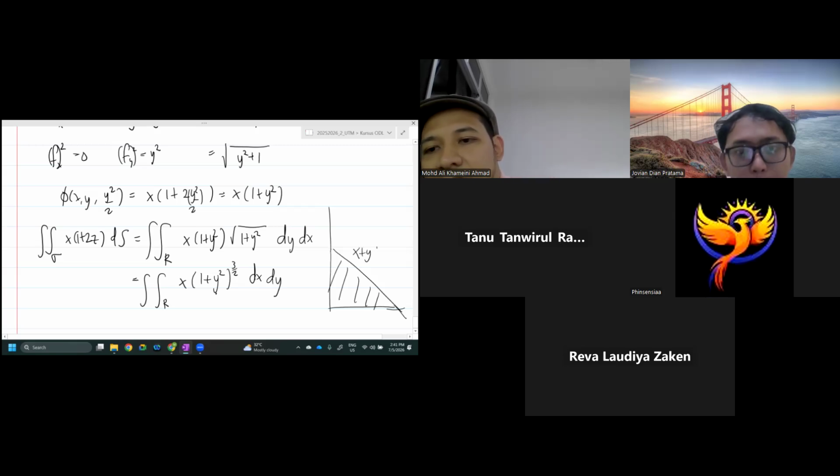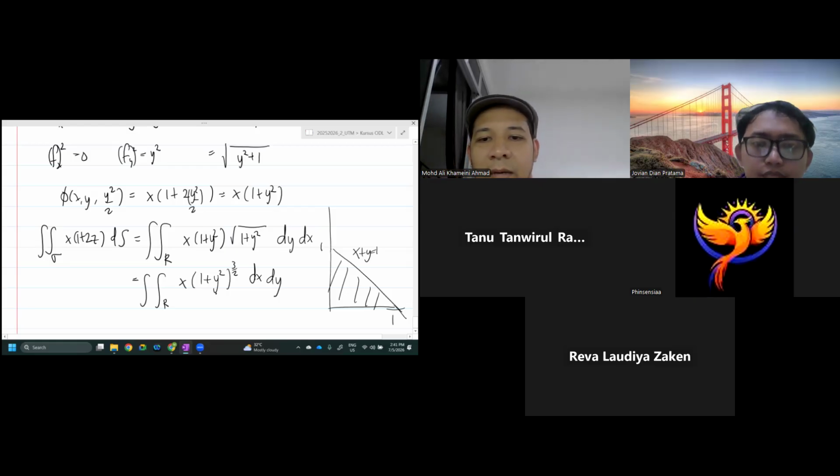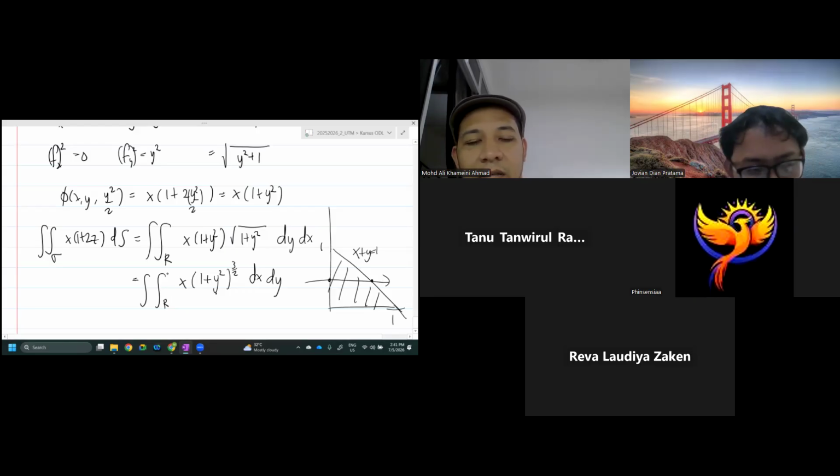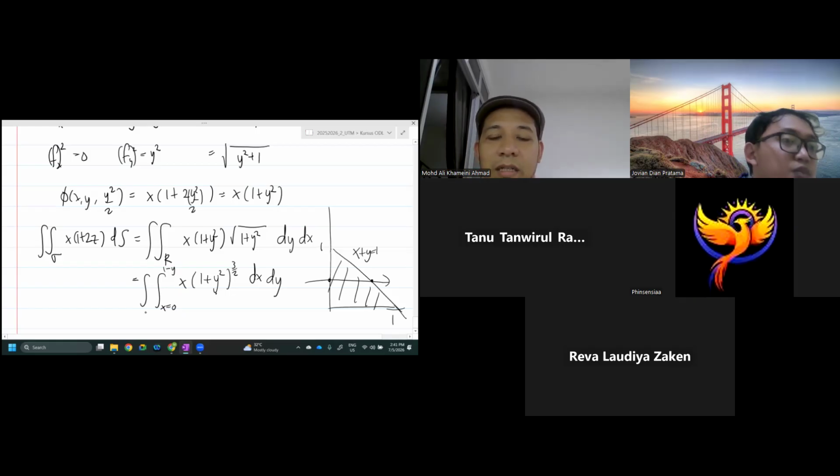So x plus y equal to 1. This should be 1, and this should be 1. Now you need to draw a line parallel to the x-axis, entering here and leaving here. So x goes from 0 to 1 minus y, and then y goes from 0 to 1.